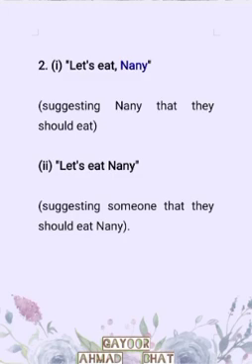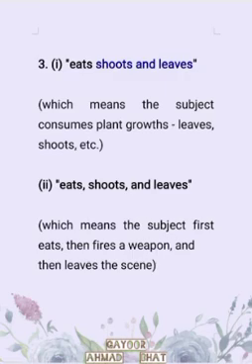Similarly, the second pair, "Let's eat, Nany." Nany is separated from the rest of the sentence by a comma and therefore is the nominative of address. It means that the writer or speaker is addressing Nany and suggesting her that they should eat something. On the other hand, in the sentence "Let's eat Nany," Nany is not separated from the rest of the sentence and therefore is the object to the verb eat. Hence, the action of the verb is done on Nany. Therefore, it means that the writer or speaker is suggesting someone that they should eat Nany. And friends, is it possible? No.